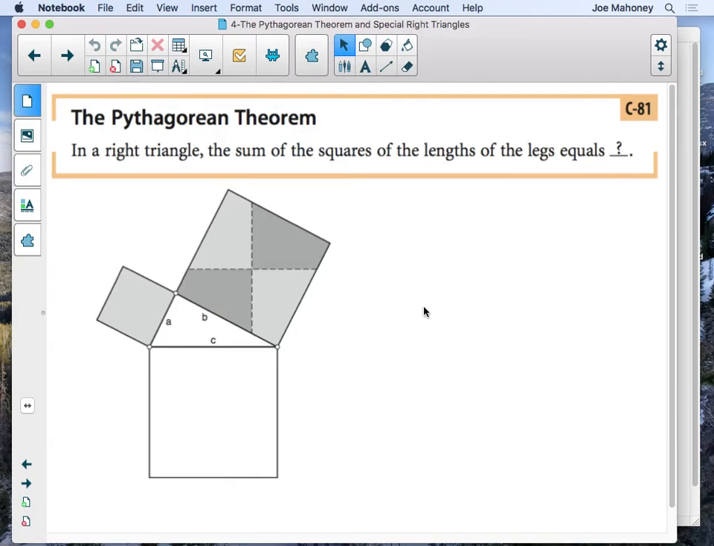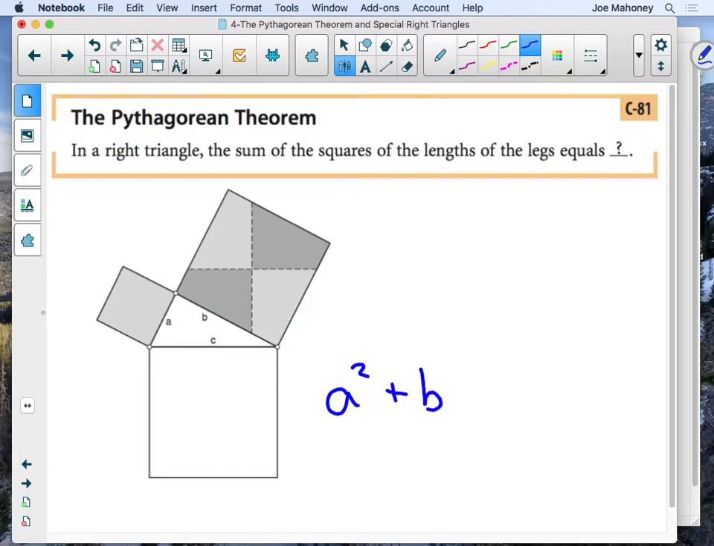We can call it a conjecture if you'd like. And I know if I ask you to say it in words, you're going to go A squared plus B squared equals C squared. But think about what those words mean. A, B, and C are sides of the triangle. A and B are the legs. C is the hypotenuse. So when we write out this A squared plus B squared equals C squared, the left side says the sum of the squares of the lengths of the legs.